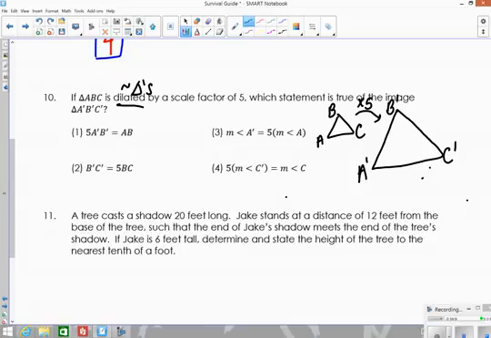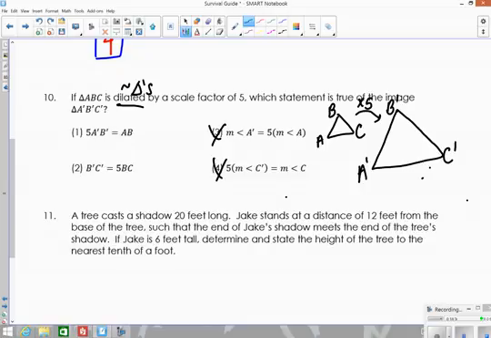So first thing you can get rid of is choice 3 and choice 4, because those talk about the angles not being equal. And if you remember, similar figures and dilated figures will always have equal angles. So I know that one angle is not 5 times the other. So then the question becomes, is it choice 1 or choice 2? The wording is a little bit different for each of them.